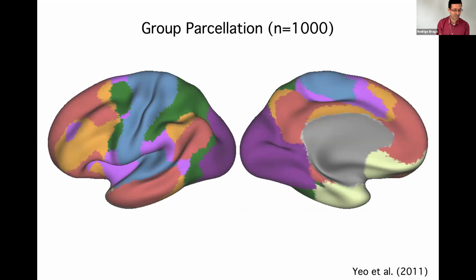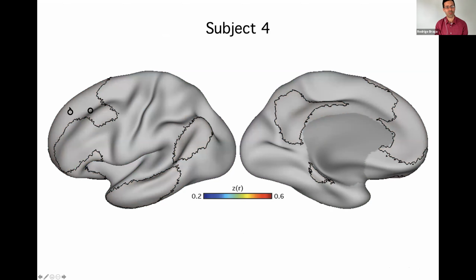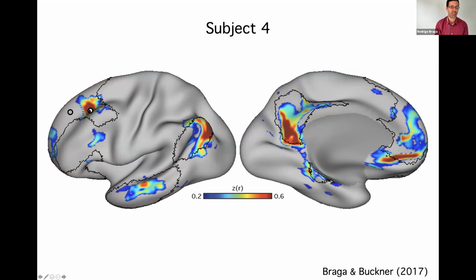And so I'm now going to talk to you about some of the findings we made. So here is a very famous group average parcellation of the brain into 7 networks. It's very widely used. And I'm just going to focus on the group-defined default network. I'm going to take out the red color and just leave the boundaries. And now I'm going to show you 2 seed-based correlation maps from subject 4, from one of the subjects in our study. So here is the correlation map from this one seed.